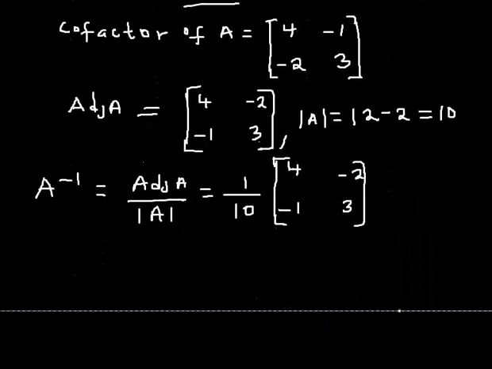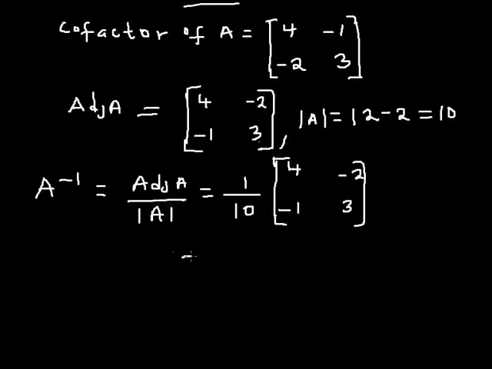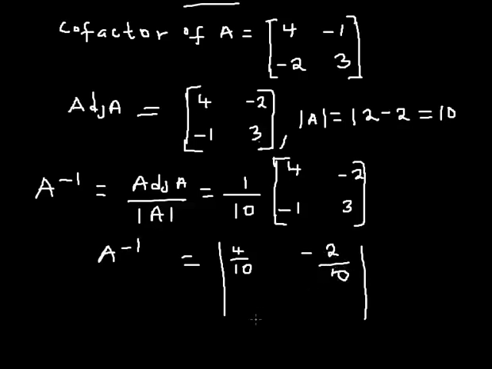So let's evaluate that. That simply means that my inverse now, A inverse, is going to be equal to 4 all over 10, minus 2 all over 10, minus 1 all over 10, then 3 all over 10.